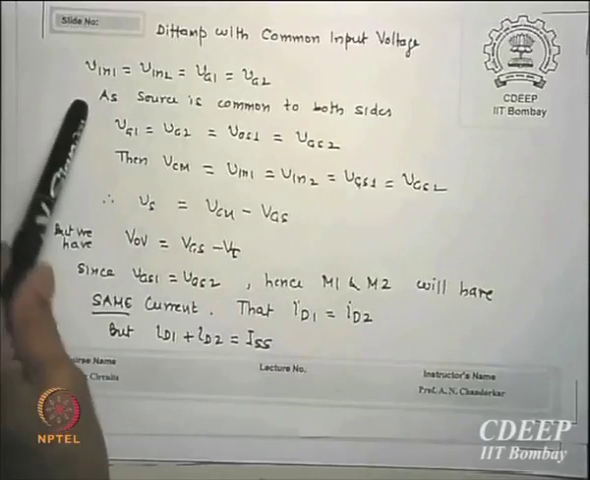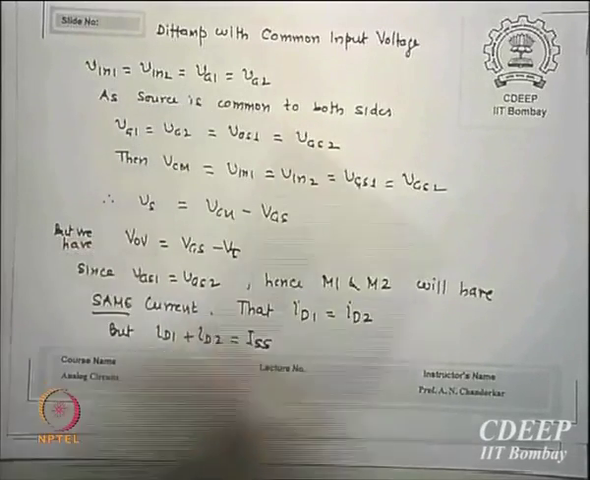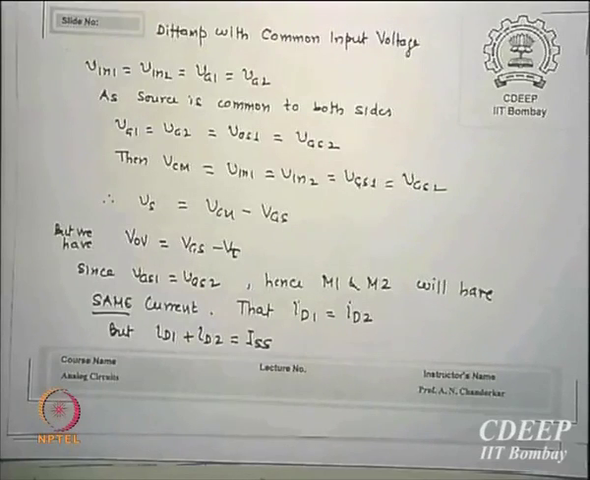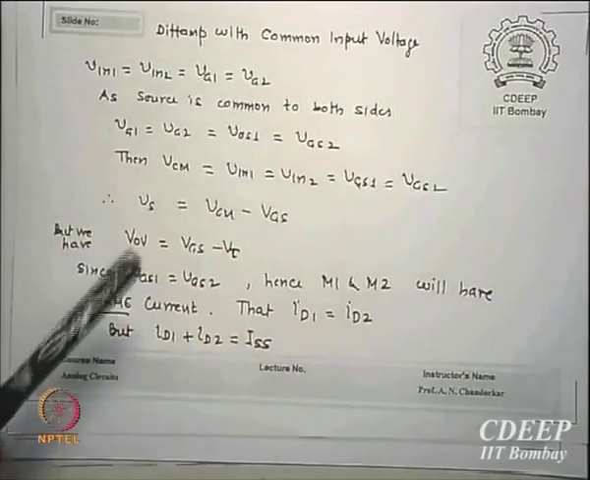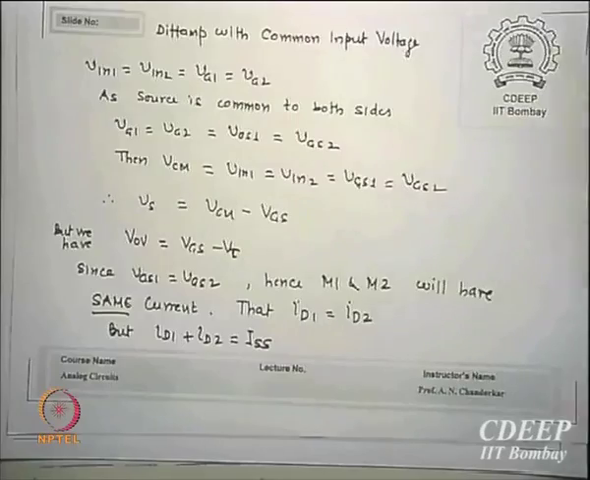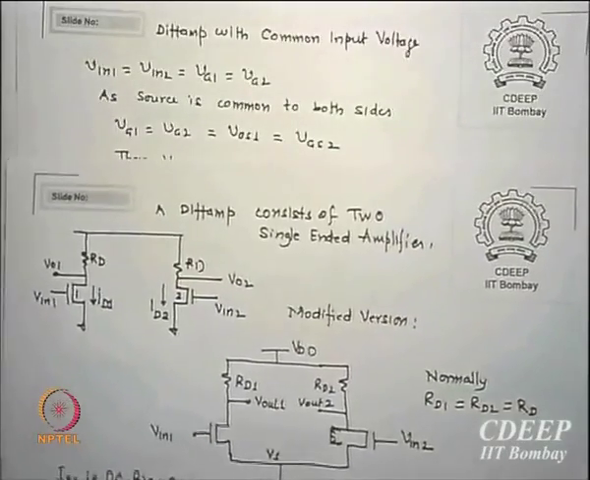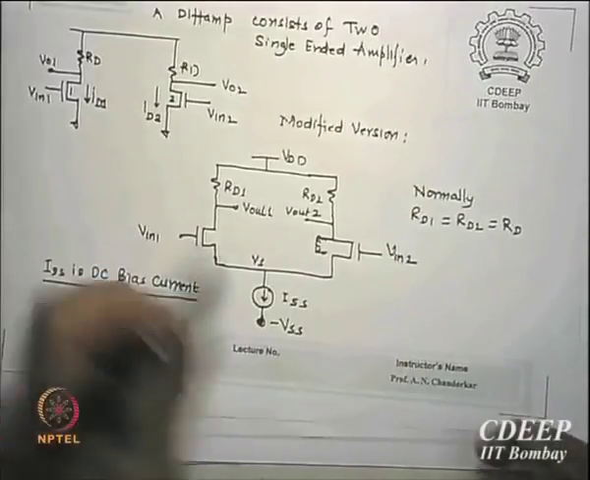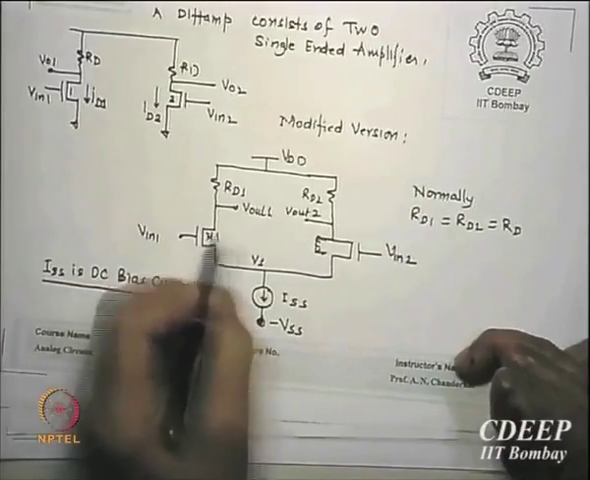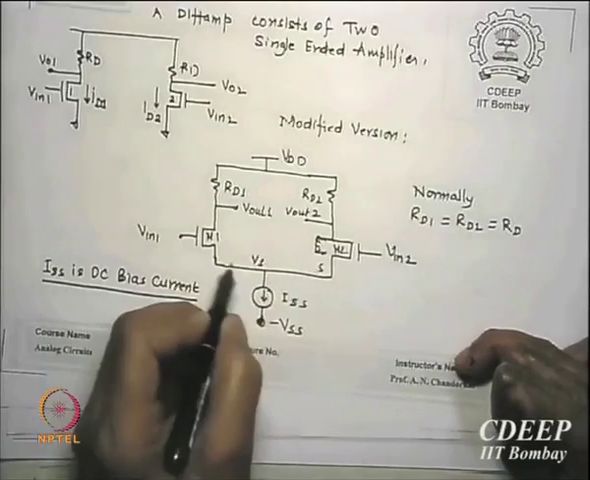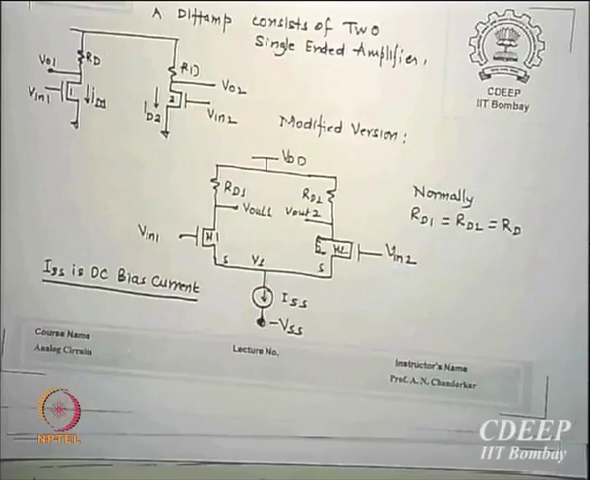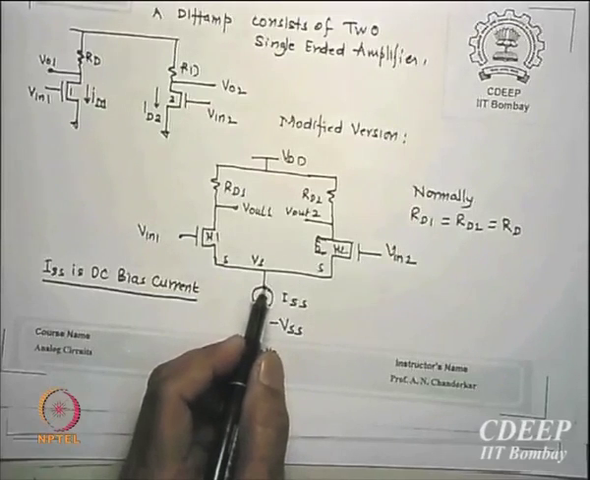So VIN1 is equal to VIN2, and since they are connected at the gates, VG1 is equal to VG2. This is the common mode part. Now you can see in our circuit, call them M1, M2 for future, the sources of both transistors are connected, common. So what will be the potential on both sides, different or same? Same, because at any node there can be only a single voltage, which I call VS, the source voltage.